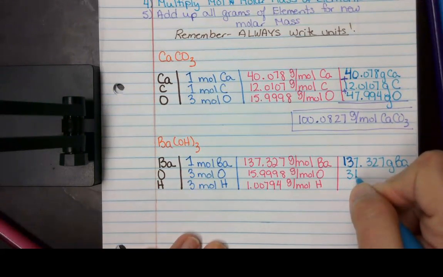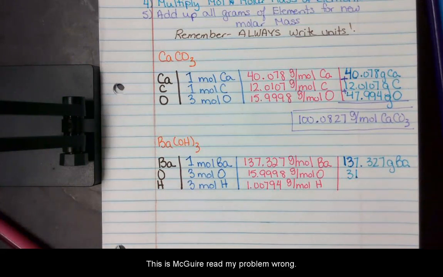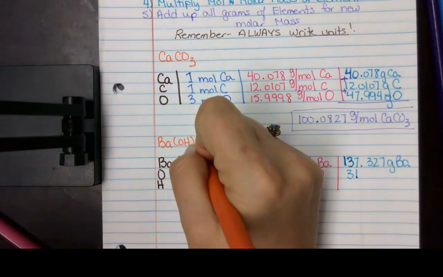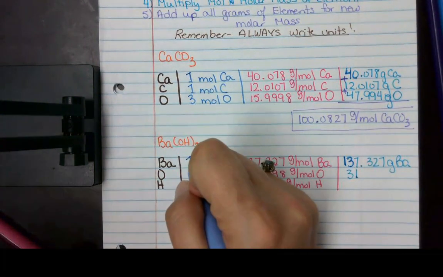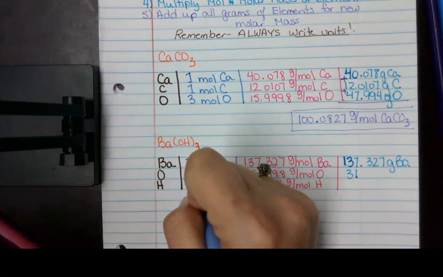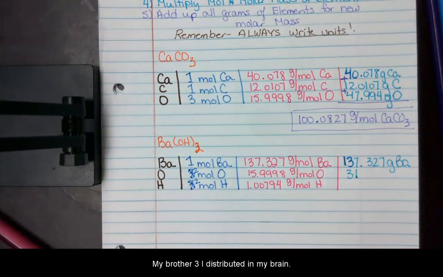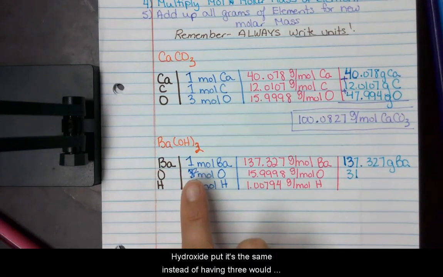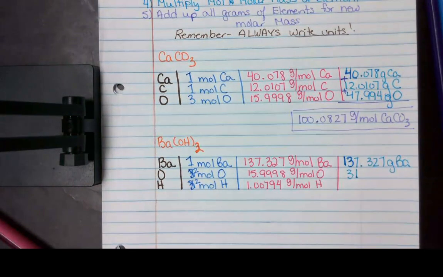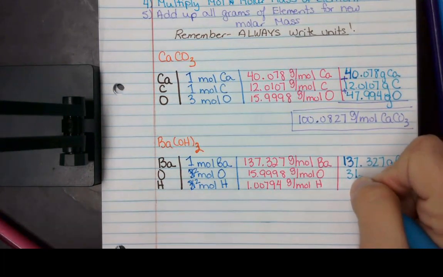Sorry. Mrs. McGuire read my problem wrong. This should be 2, not 3. Pretend that Mrs. McGuire can actually read her problems. I read the 3. I distributed in my brain. I apologize. Mrs. McGuire misread the problem. It's the hydroxides, but it's the same. Instead of having 3, you would have the 2 because the 2's down here. I apologize. This is why I often pre-write things.